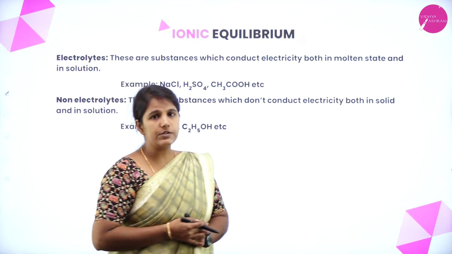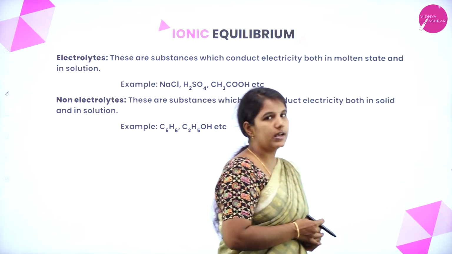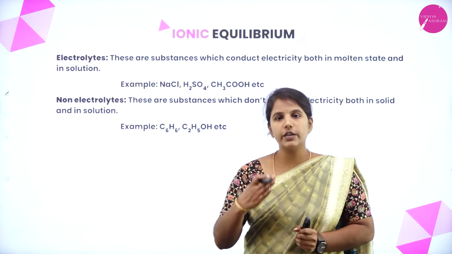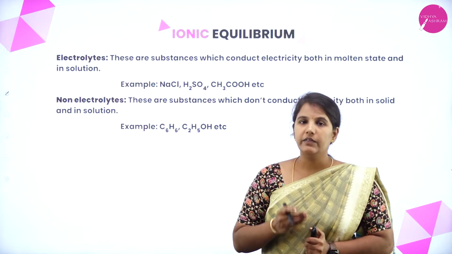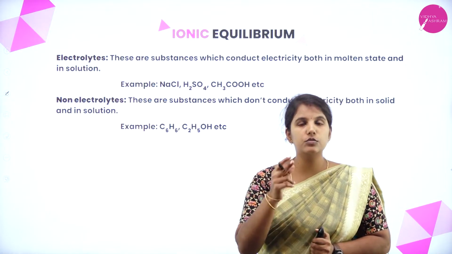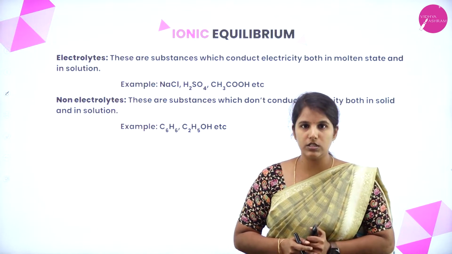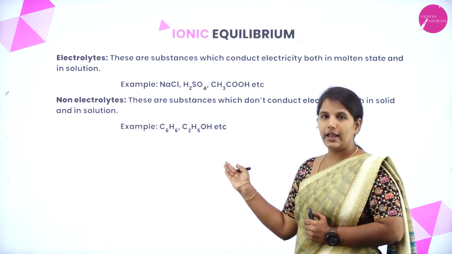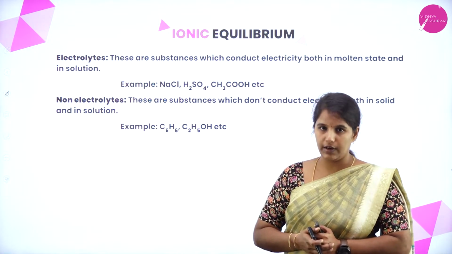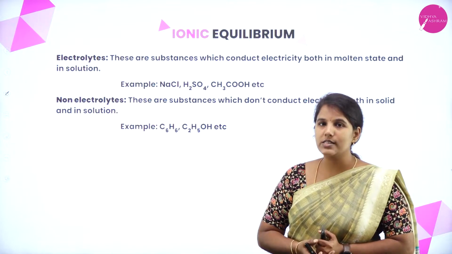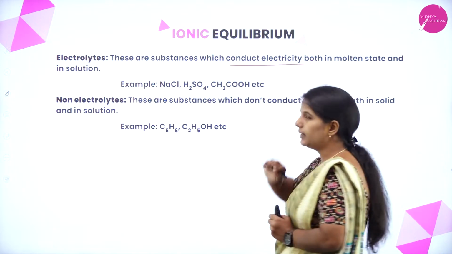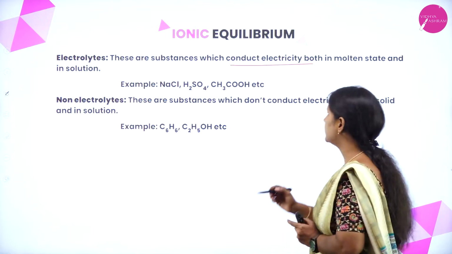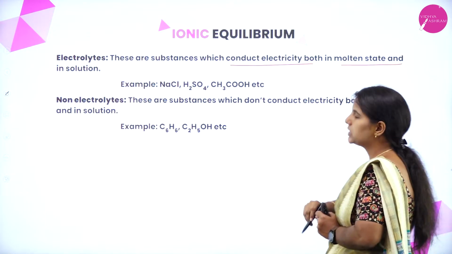First of all, after dealing with equilibrium, we are going to understand ionic equilibrium. In this, we are going to understand two important terms: electrolyte and non-electrolyte. Let us first understand what an electrolyte is. These are substances which conduct electricity in the molten state as well as in the solution state.